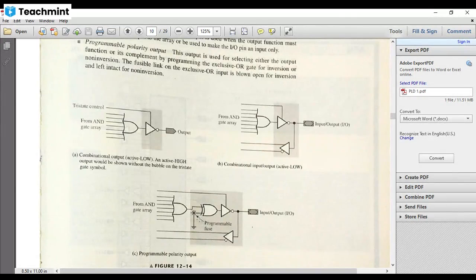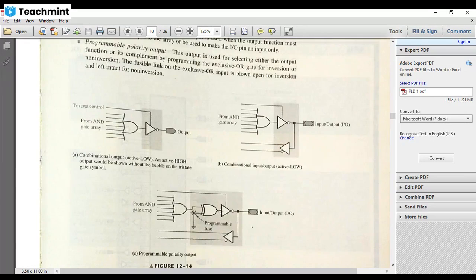But if this fusible link is open, if the second input of the XOR gate is open there, then what happens? In digital circuitry, if any input terminal is open, it is treated as high. So this is high. So due to that, if the output of the OR plane is 0, then the input to the tri-state buffer is 1. And if the output of the OR plane is 1, then the input to the tri-state buffer is 0 there. That is, we change the polarity.